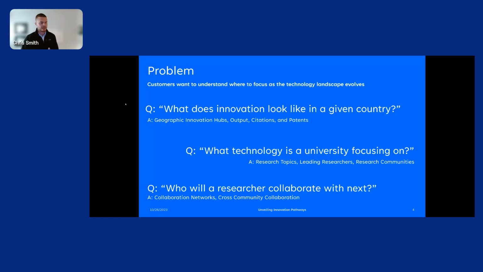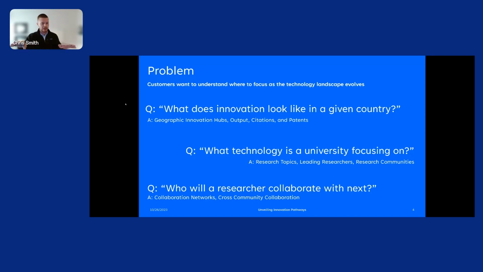So a question might be, what does innovation look like in a given country? Some answers we can provide there are looking at geographic innovation hubs, right? Like where are the influential universities throughout a given country? We can look at output for a country. So this is the number of academic papers that are coming out in given topics. We can also look at citations, right? How much traction are these documents getting out in the academic community? And we can also look at patents. So once the research is out there, entities are going to take the opportunity to lock down that IP. So we can also look at that data as well to provide interesting insights on this question.